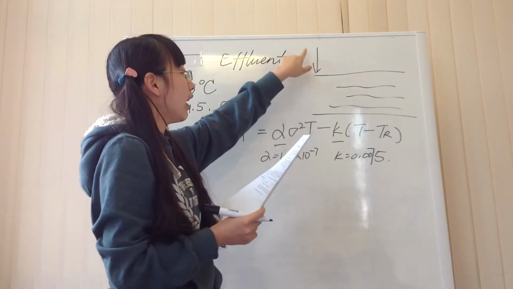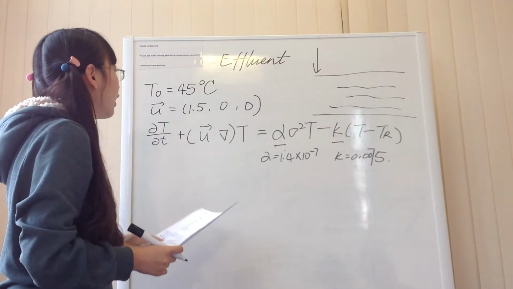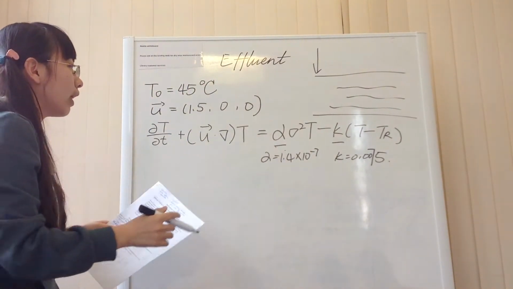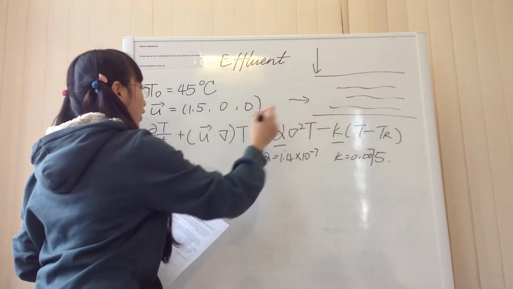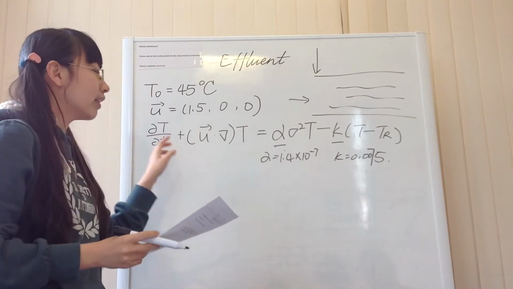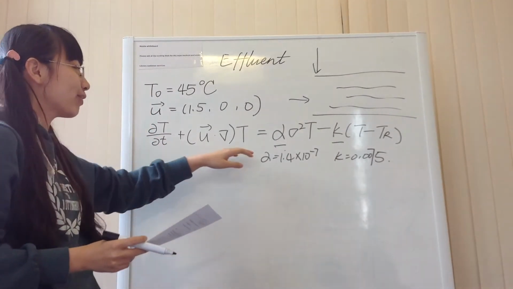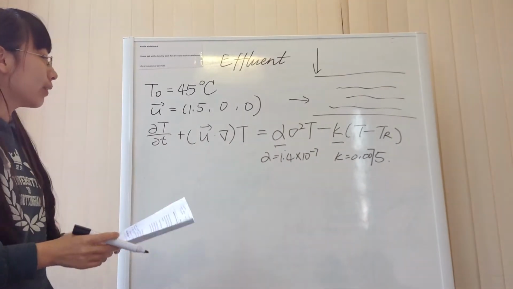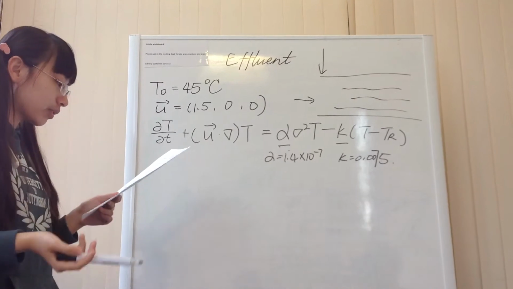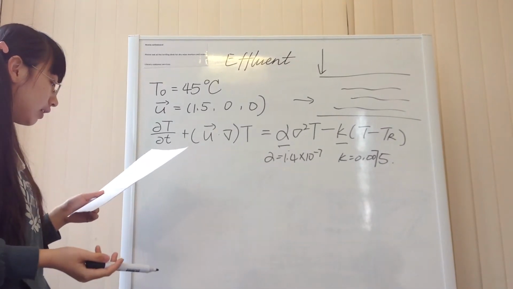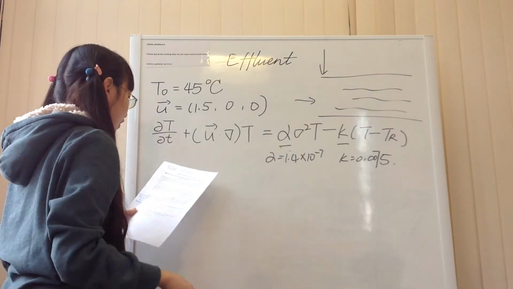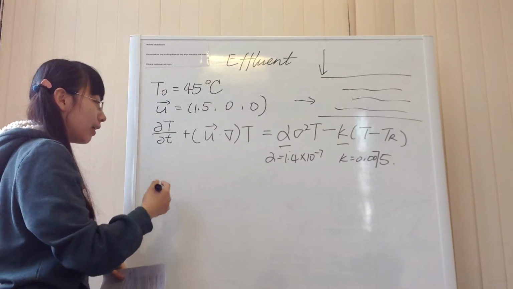The plant discharges effluent to a river or whatever, and the initial temperature is T equals 45 degrees C. The river flows at this velocity, and basically here is the equation for the heat transfer, and you have alpha here and the k value here. The first question asks you to simplify the equation by changing this to a simplified form.